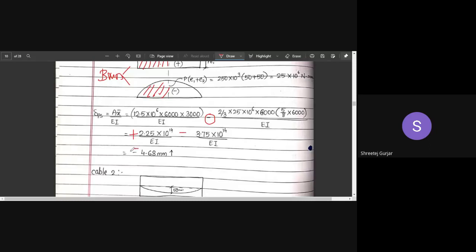Then the total deflection that we get is negative, so it is upward deflection, due to pre-stress because of the first cable. This is because of cable number 1. Now coming to cable number 2, it is very easy.